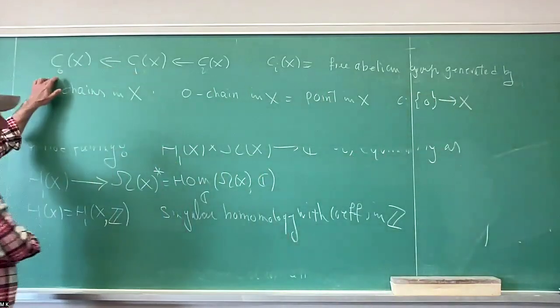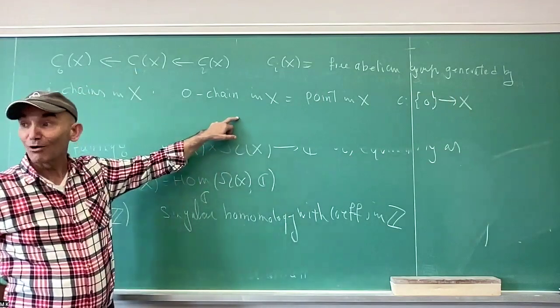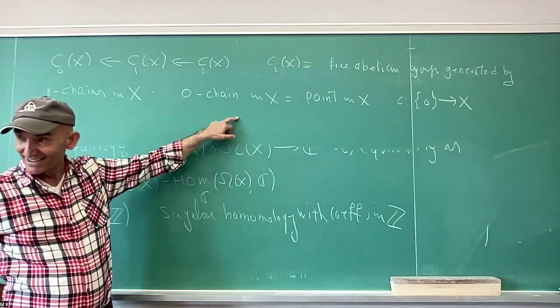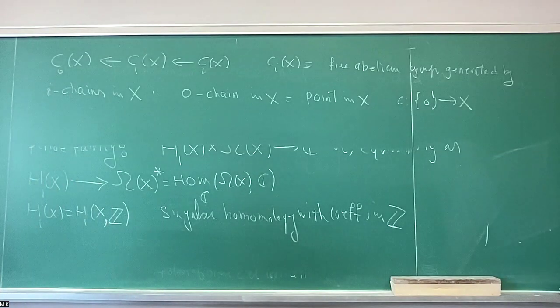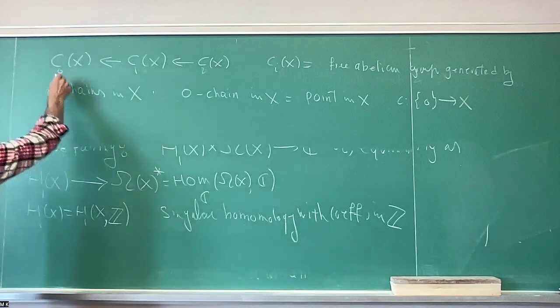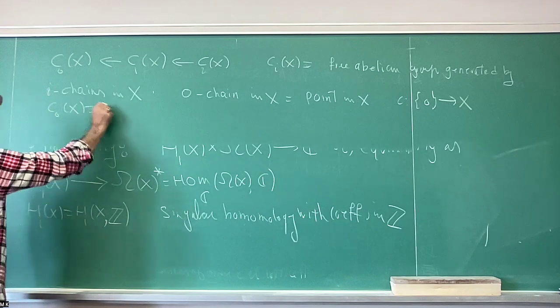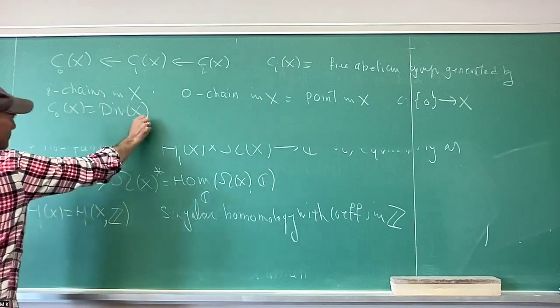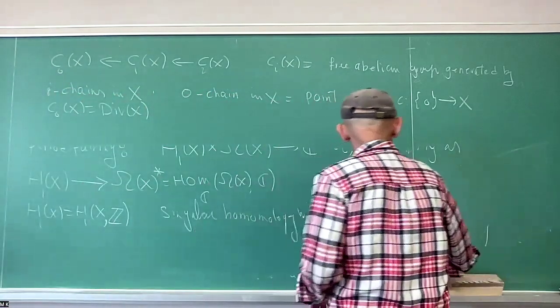So C0 of X, which is the free abelian group of zero chains, is our old friend. You just take these points and form the free abelian group on them. This is our old friend, divisors. So C0 of X is just divisors. Exactly.